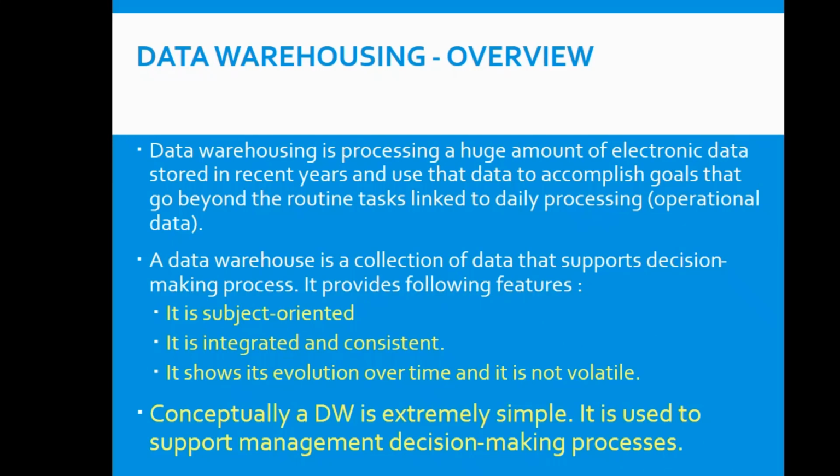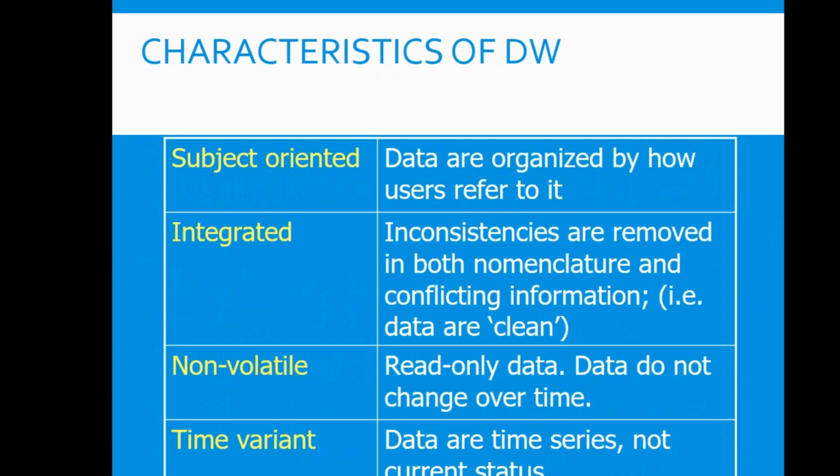A data warehouse is a collection of data that supports the decision making process. It provides the following features: it is subject oriented, it is integrated and consistent, it shows its evolution over a period of time, and it is non-volatile. We come to these features one by one: what is subject oriented, what is integrated, what is time variant, and so on. Conceptually, a data warehouse is extremely simple. It is used to support the management decision making process. Now let me show you the characteristics of a data warehouse.